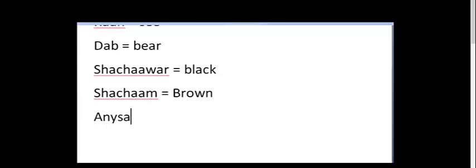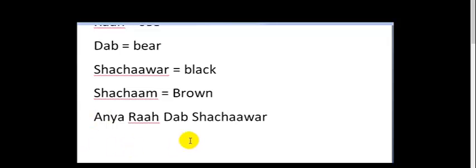Anya, ra'a, dab, shakhor. All right, I'll write it underneath. It says: I see bear, black. That's how you would construct the sentence. Okay?